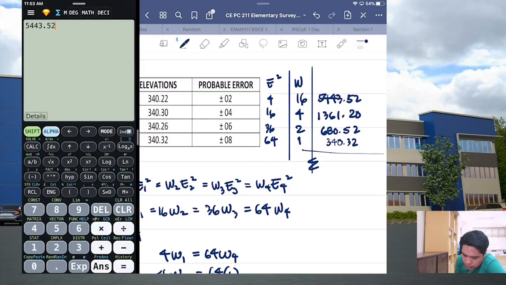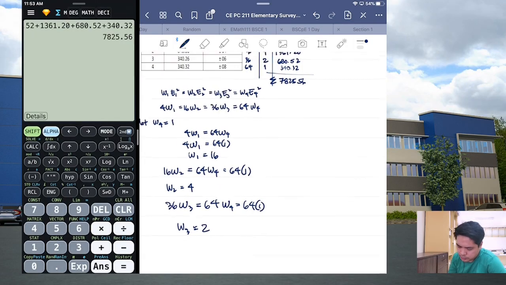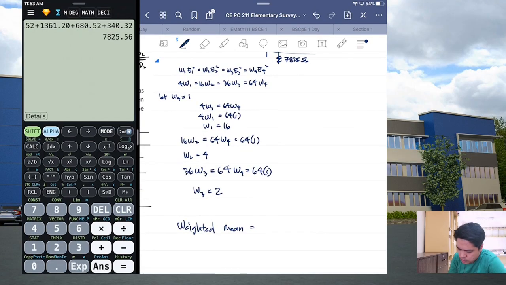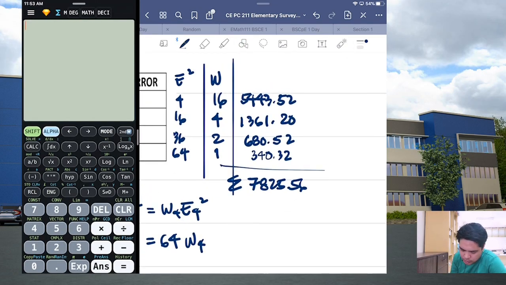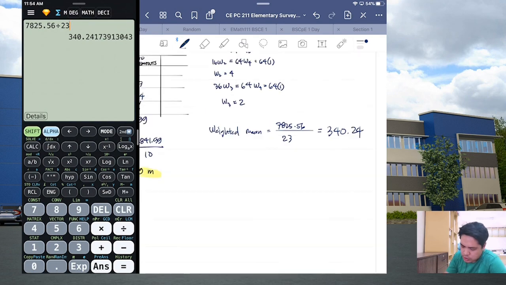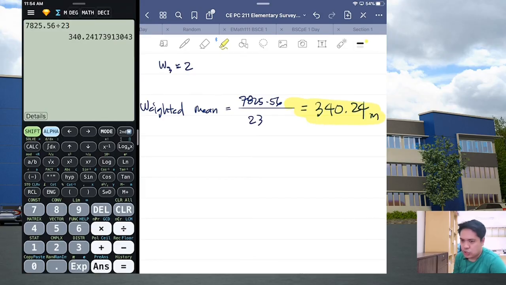Then we just need to add all this up to get the summation of the weighted measurements. So that's 5443.52 plus 1361.20 plus 680.52 plus 340.32. So the answer is 7,825.56. So the weighted mean is equal to the summation of the weighted measurements, 7825.56, divided by the total weight. The total weight would be 16 plus 4 plus 2 plus 1, which is 23. So 7825.56 divided by 23 is 340.24 meters, in 2 decimal places. So this is now the weighted average, or the weighted mean. That's it.